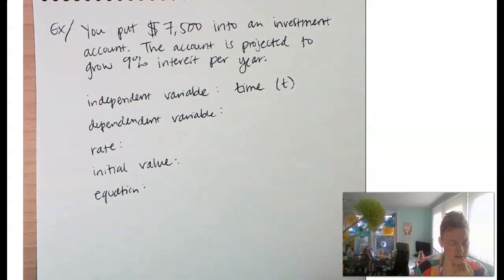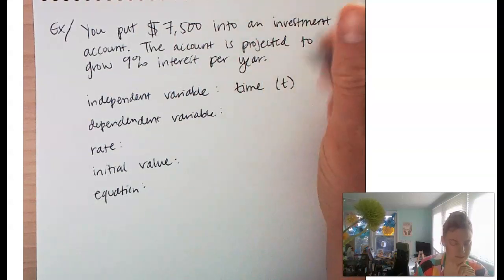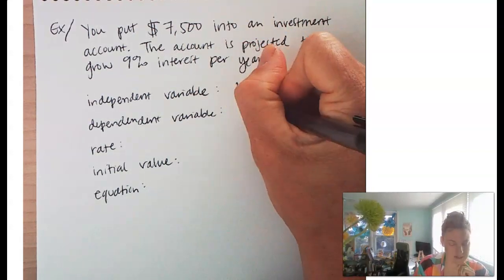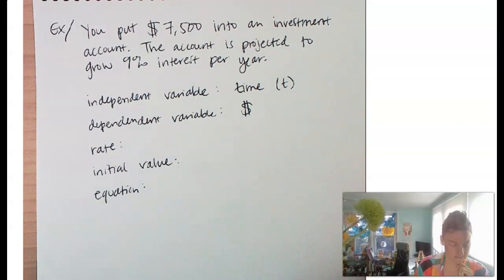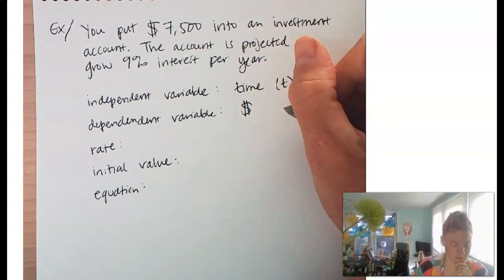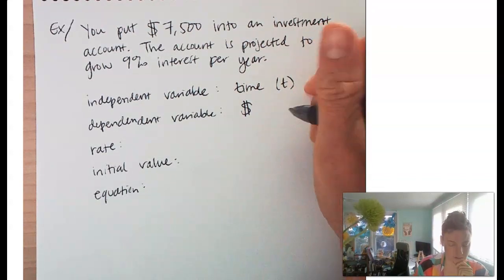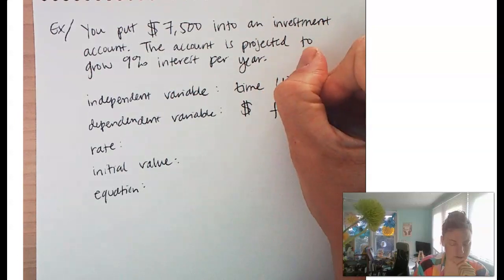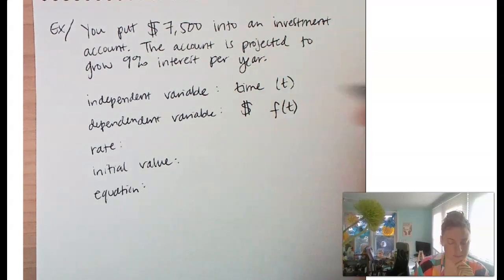Our dependent variable, what's happening over this course of time? We are getting some money, right? So our dependent variable here is going to be the dollars. And since we're going to write this as a function, we'll call that the function based on time, f of t.